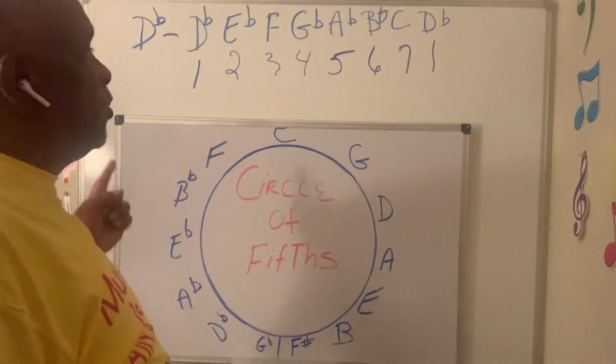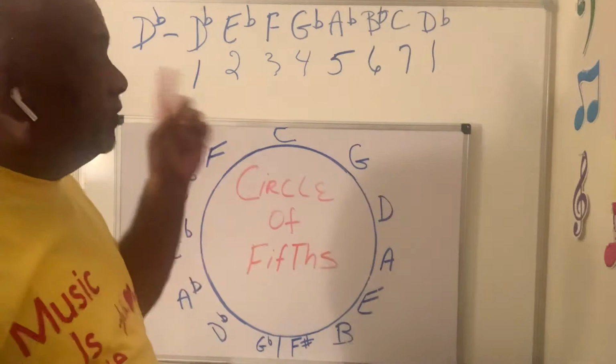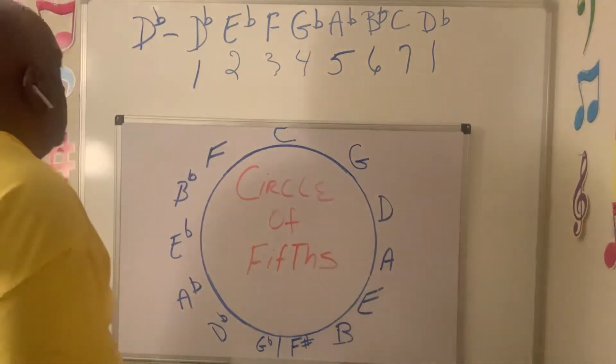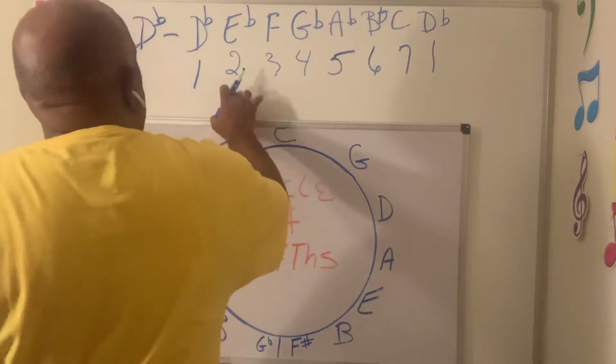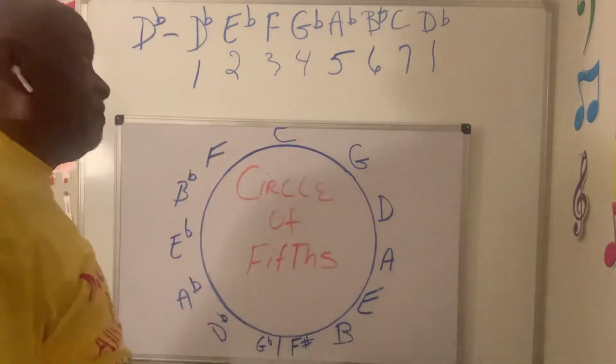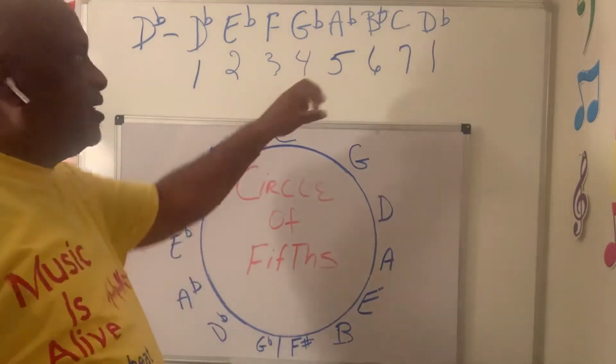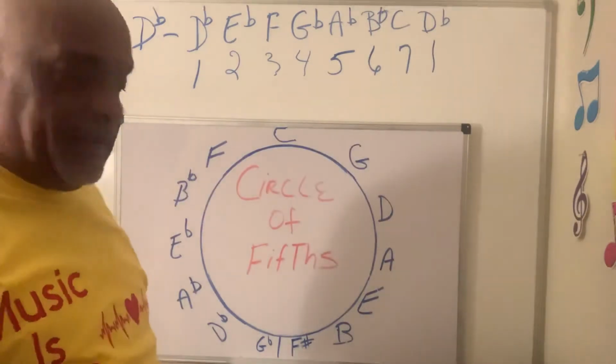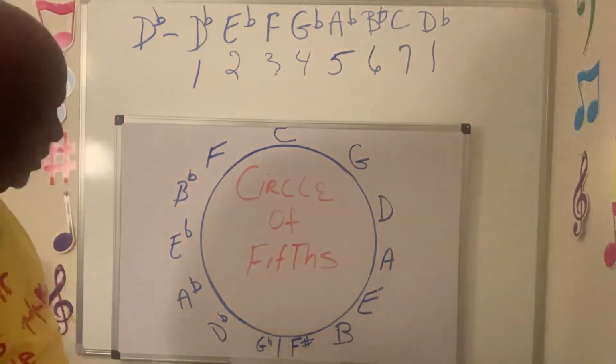So now let's determine what is the 5 of D flat. Here we go. D flat is the 1, E flat 2, F is the 3, G flat is the 4. So the 5 of D flat is what? A flat. So let's redo this.